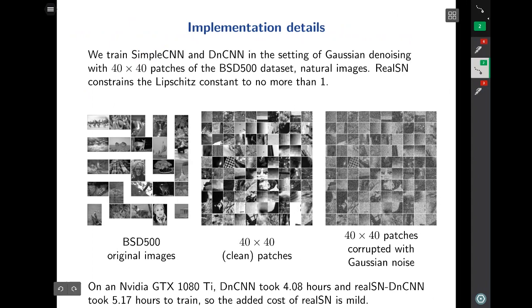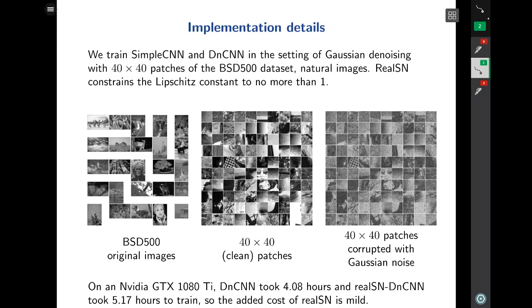We train SimpleCNN and DnCNN in the setting of Gaussian denoising with 40 by 40 patches of the BSD500 dataset. The BSD500 dataset consists of natural images. Real spectral normalization constrains the Lipschitz constant of the residual mapping to be no more than 1. On an NVIDIA GTX 1080 Ti, DnCNN without spectral normalization took about 4 hours to train. DnCNN with spectral normalization took a little more than 5 hours to train. The added cost of real spectral normalization, the added cost of performing the power iteration, is mild.